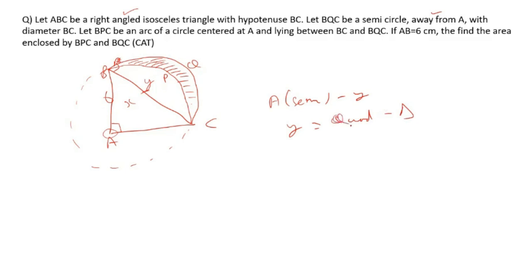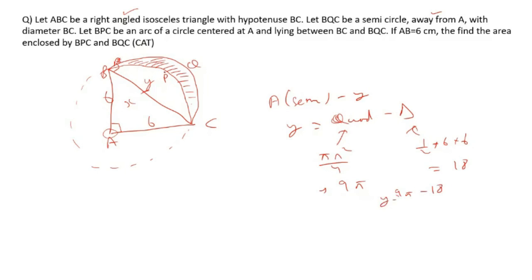Right. Now these areas are readily known. For example, this is a right angle isosceles triangle, so this would be 6 and this would be 6. So triangle area I readily know as half into 6 into 6, which is 18. Quadrant area: the radius of this quadrant is 6. A quadrant is 1/4 of a circle, so it will be pi r square by 4, which is 6 square by 4, which is 9. So 9 pi. So basically this Y is nothing but 9 pi minus 18.